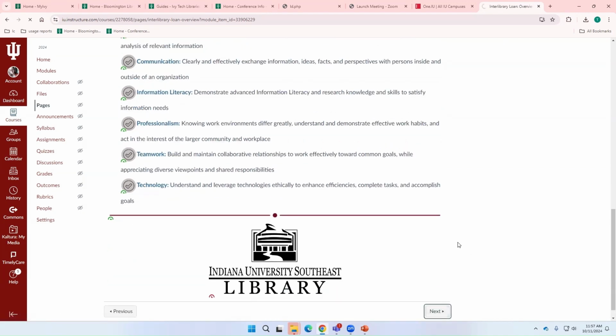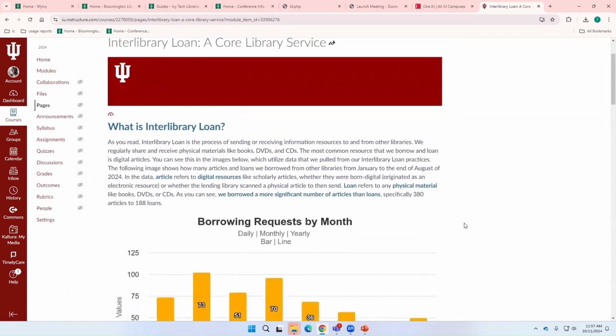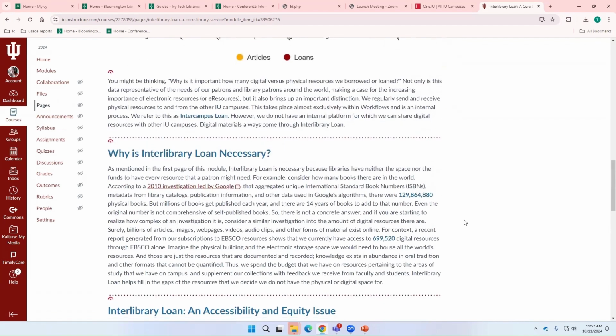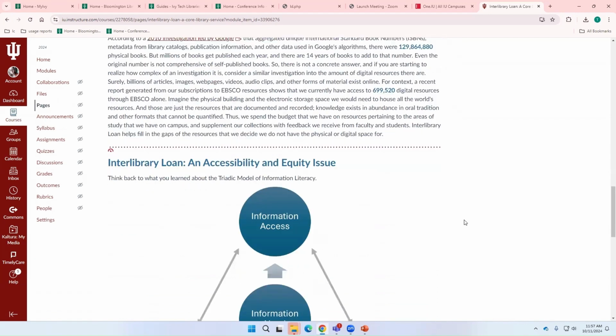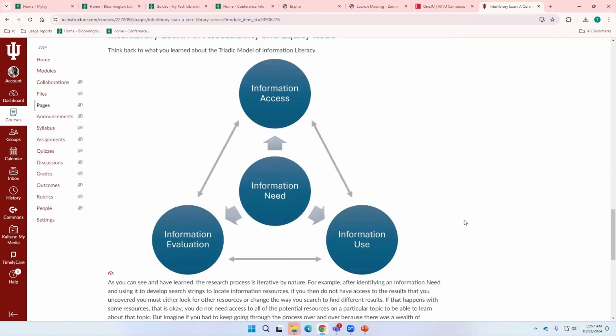So after that, we have sort of the theoretical breakdown of what interlibrary loan is and why is it important. Earlier in the modules, we discussed the ALA Code of Ethics. And so I address it in terms of this triadic model of information literacy that Christopher created. That is at the beginning of their information literacy modules. So it is building upon that, but specifically the component of information access.